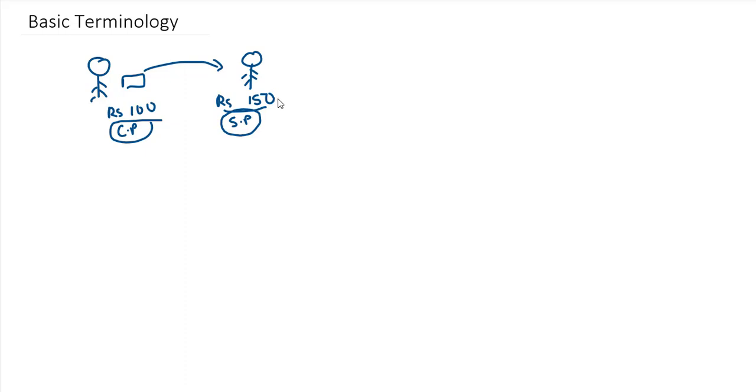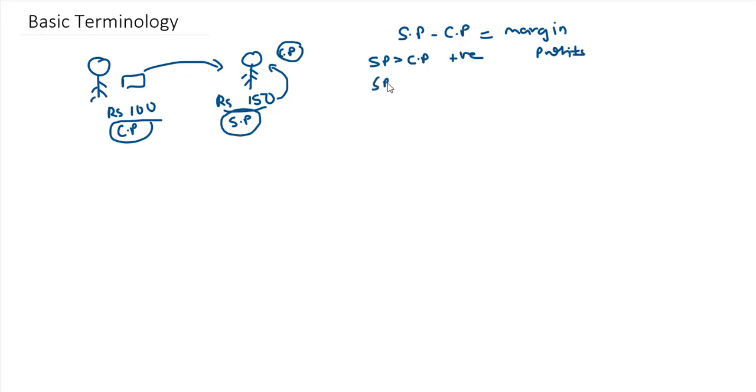Now this 150 rupees for this customer is his cost price because he is buying the product from you at 150 rupees. So the difference between selling price and the cost price is known as margin. If your selling price is more than your cost price, the margin will be positive and you will be making some profits. If your selling price is less than your cost price, margin will be negative and hence you will be incurring losses. So this is about cost price, selling price and margin.